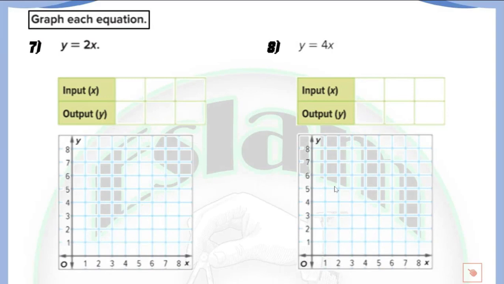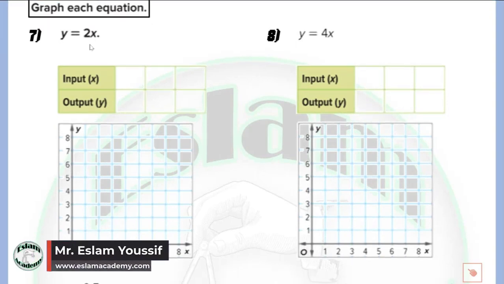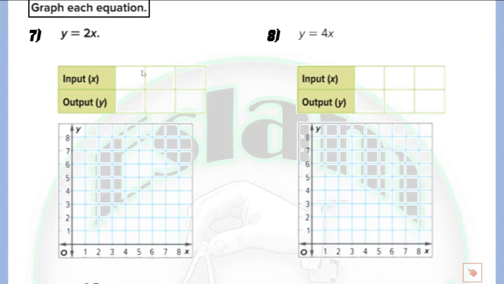In this part of the lesson, we need to graph each equation. The equation that we have is y equals 2x. Now how can we graph? We said before that the input is the independent variable. You can choose any value for the input, and from the input we will find the output. So let the input equal 0, 1 and 2. Just choose a small number for the input. It will be easy to find the output.